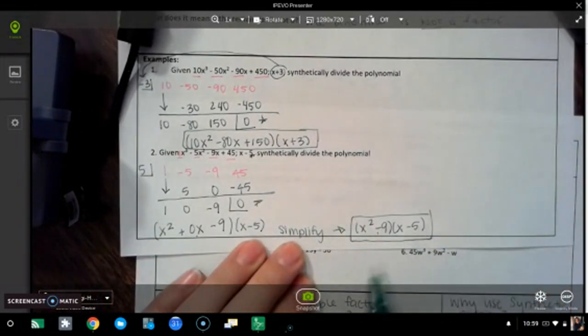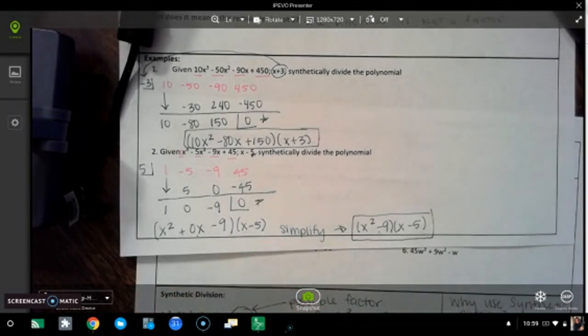If you're feeling daring for some extra credit, go ahead and factor this guy and show me when you come to class. And I would like to see 3 different factors so I can give you some extra credit.